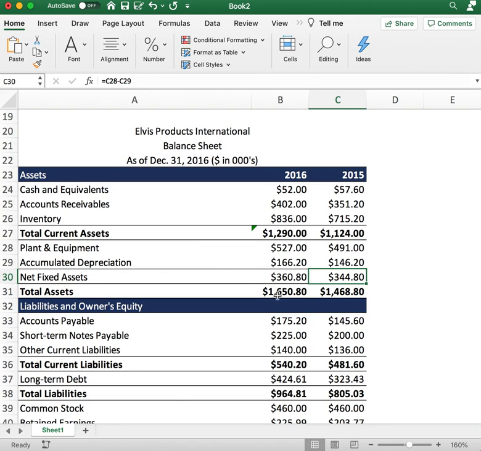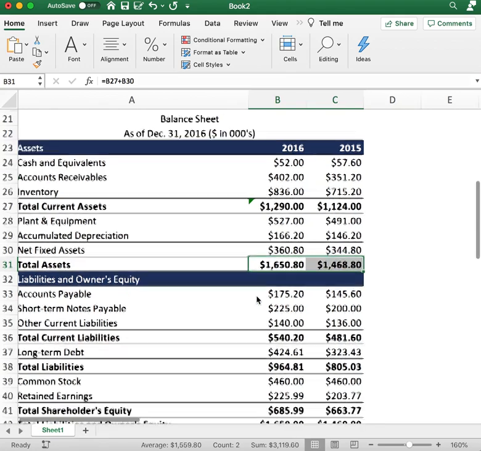All right, simply get the total asset number, which is where you add up the total current assets plus the net fixed assets, and you should get $1,650. We'll copy that formula over, and there you go.